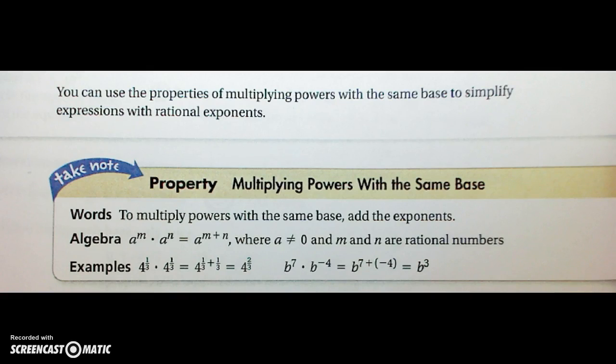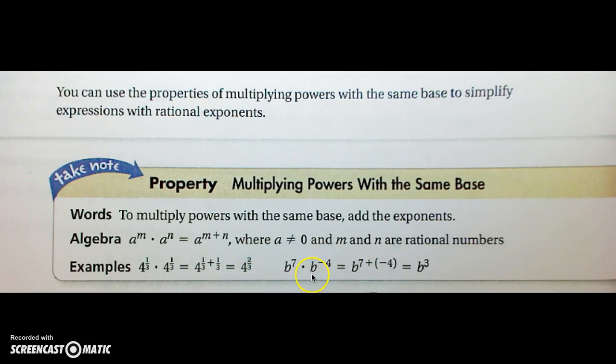You can use the properties of multiplying powers with the same base to simplify expressions with rational exponents. Here's our property: multiplying powers with the same base. In words, to multiply powers with the same base, add the exponents. So we're going to do m plus n, as long as a is not equal to 0, and m and n are rational numbers. An example: 4 to the 1/3 times 4 to the 1/3. So we add those 1/3s together and we get 2/3.